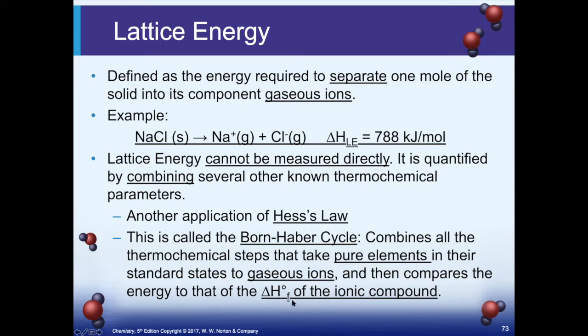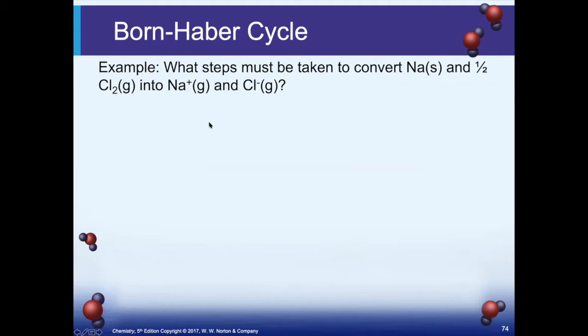All right, so let's just get into it, and we'll use the example of sodium chloride. So what steps must be taken to convert 1 mole of sodium in the solid phase and 1/2 of a mole of chlorine gas? Remember, chlorine exists as a diatomic gas, Cl2, in nature. And so we're going to convert that into sodium ions in the gaseous phase and chloride ions in the gaseous phase.